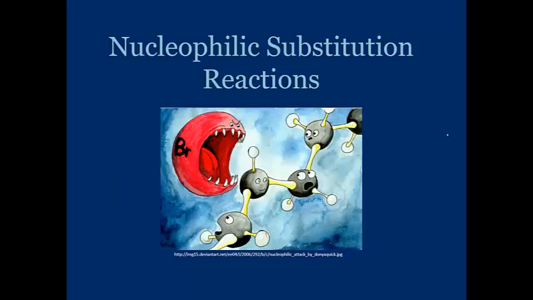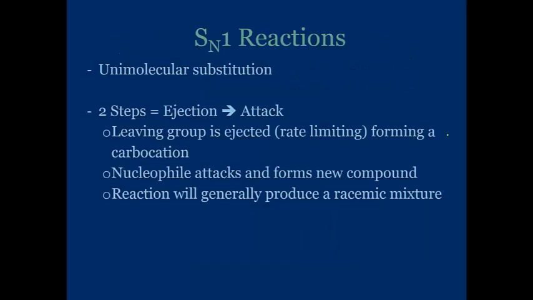Nucleophilic substitution reactions. These are the reactions that you will most likely see on the MCAT. The SN1 reaction is a unimolecular substitution, and it involves two steps. One is a leaving group ejection, followed by a subsequent nucleophilic attack. The leaving group is ejected, which is the rate-limiting step, and a carbocation is left. The nucleophile then attacks and forms a new compound. Since there is a two-step reaction, the structure that comes from the attack is going to vary. This will produce a racemic mixture.